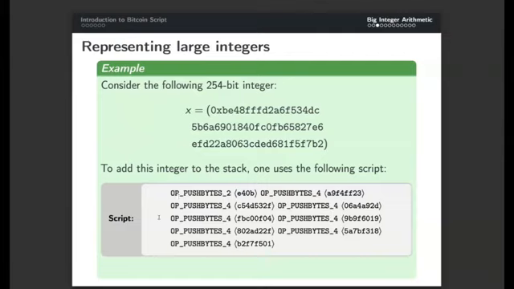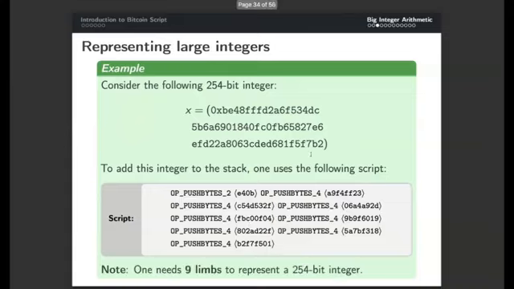So essentially your integer-adding script looks as follows. You just publish all these individual pieces of size 30 bits. And surely you need 9 limbs to represent, for example, a 244-bit integer, because 8 limbs would correspond to a 240-bit integer, but we need slightly more, so you take 9.